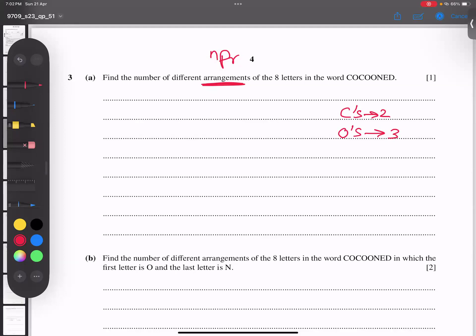Now, the arrangement: total letters are 8, so 8P8 divided by the repeating letters, 2P2 into 3P3. And you know it very well, students, if these numbers are the same, we can write factorial. So 8 factorial over 2 factorial into 3 factorial, no problem at all. If you type this in the calculator, students, let me check: 8, 2 and 3. The answer is coming 3,360. I believe the point is very clear.